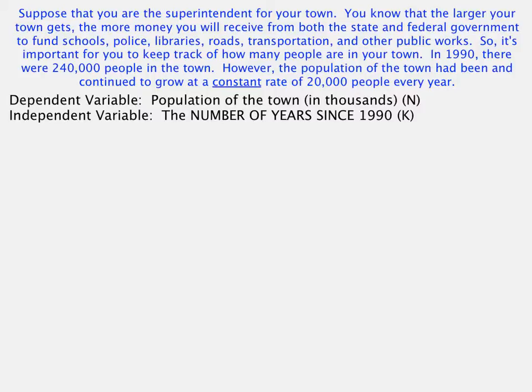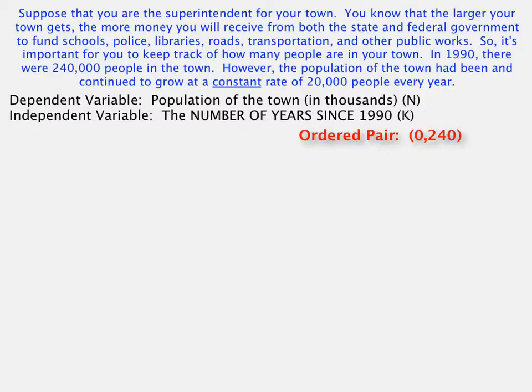Now, there is a different way that we could have defined our variables, which may have made our lives a little easier. If we define our variables to be the number of years since 1990, then instead of having the ordered pair 1990, 240, we'd have the ordered pair 0, 240, which is our n-intercept, which will be a lot easier to work with.